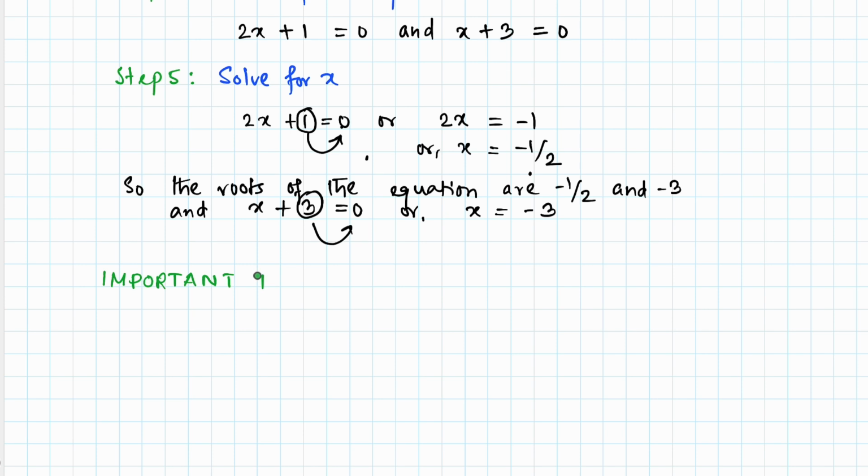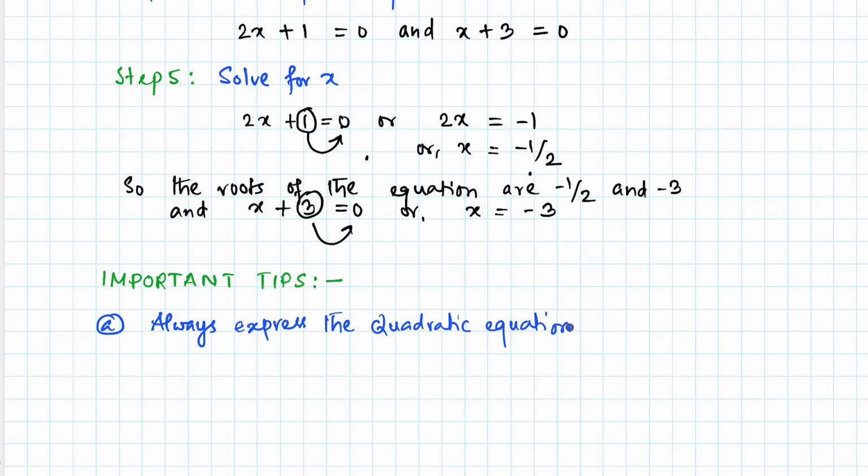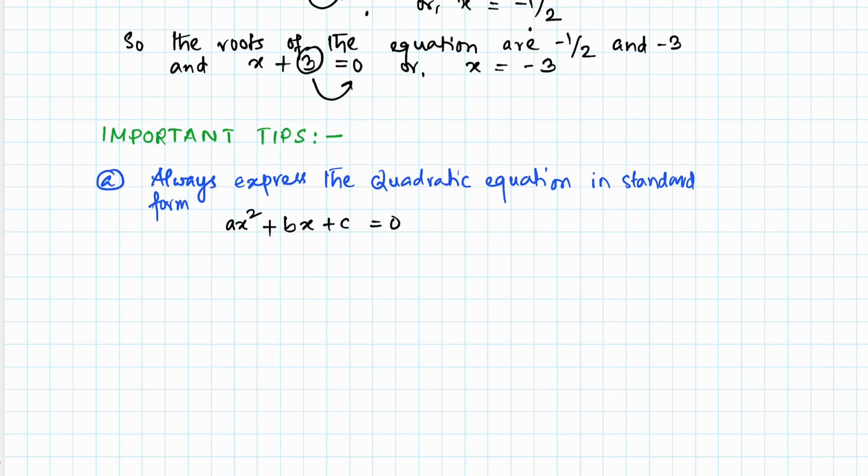Now some of the important tips related to this factorization method. Number A, always express the quadratic equation in a standard form. This is very important. Only then can we find the middle term and also the coefficient a as well as c to get the product.